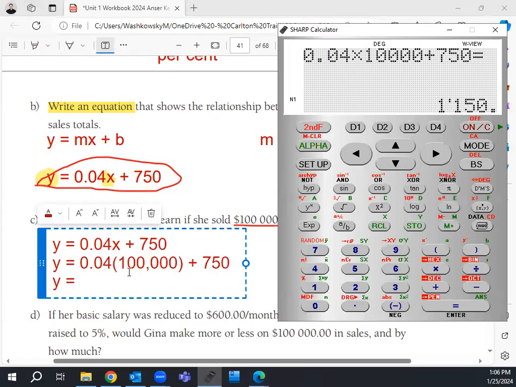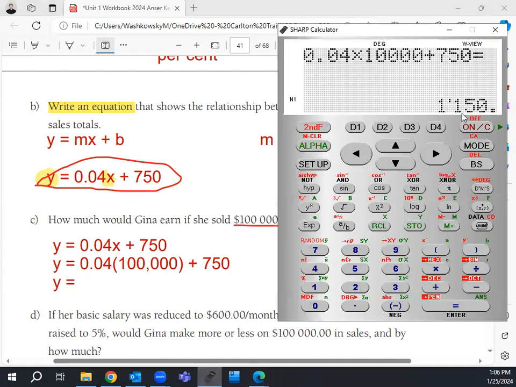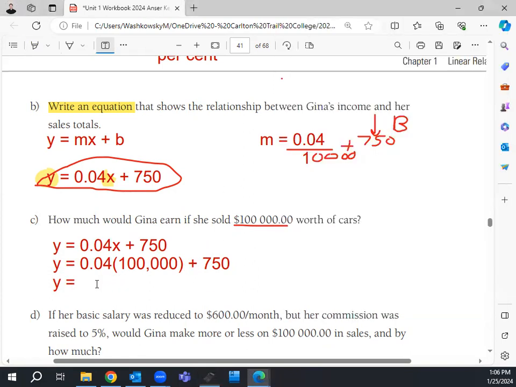So you're right. It is the X and not the Y. Because if we're thinking about this logically, Y is just saying how much money she's made, and the X is how much stuff she's sold. So I'm just going to put it in exactly how I see it. 0.04 times 100,000 plus 750. Calculator can do all the heavy work for you. She's going to make $4,750.